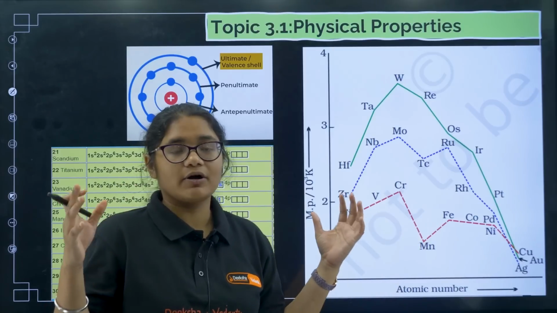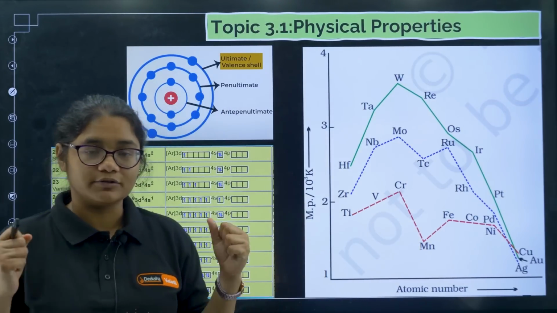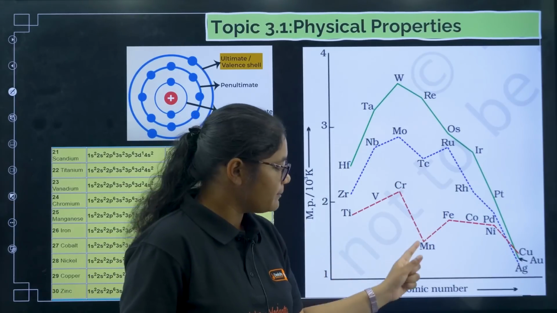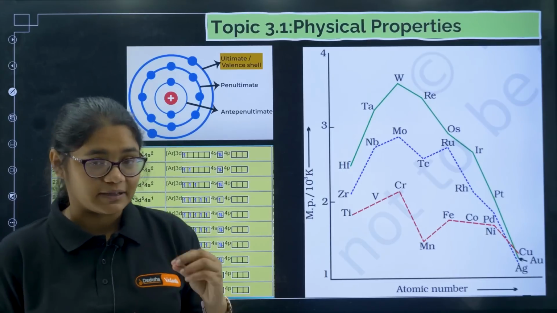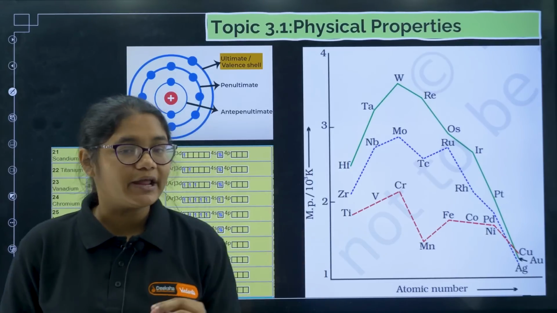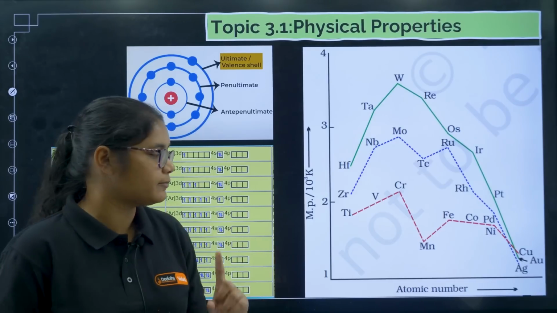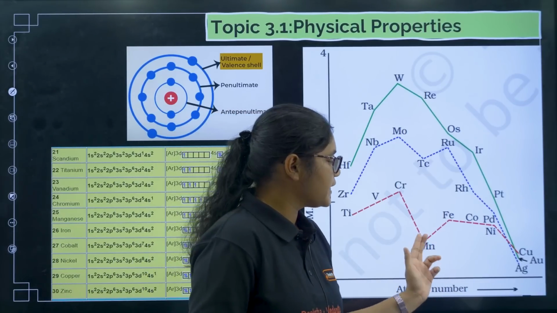The intermolecular forces or the metallic bonding is increasing, so the melting point is increasing. But when manganese comes, although it has unpaired electrons, it is a stable half-filled configuration, so electrons are attracted very tightly towards the nucleus, so they do not form metallic bonding, so the melting point drops here. After manganese, again it rises.